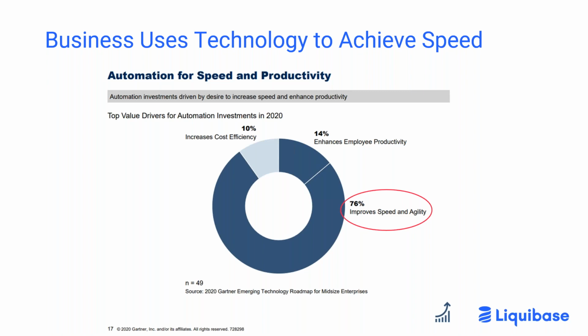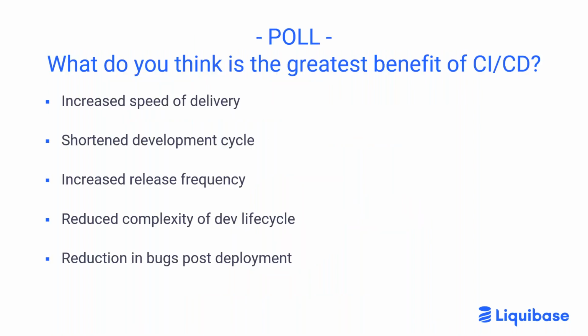So, it shows up everywhere. It is part and parcel of what we do every day, and serves as this overall context that speed is good. But of course, we're here to talk about DevOps and in particular CI/CD. So we've got a quick poll for the audience. What do you think is the greatest benefit of CI/CD?